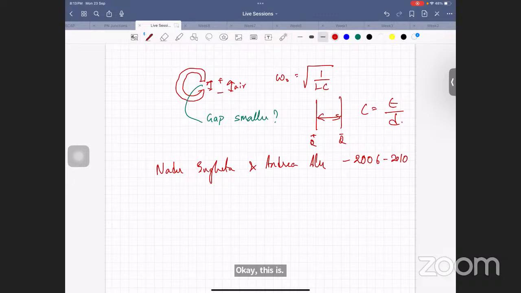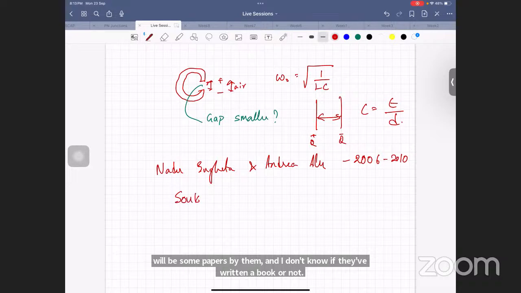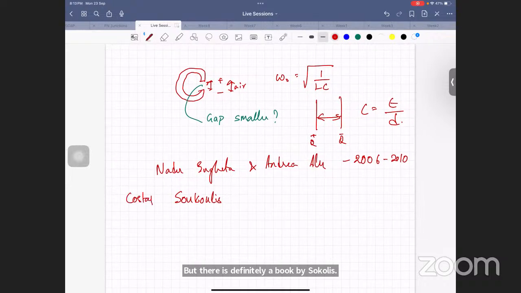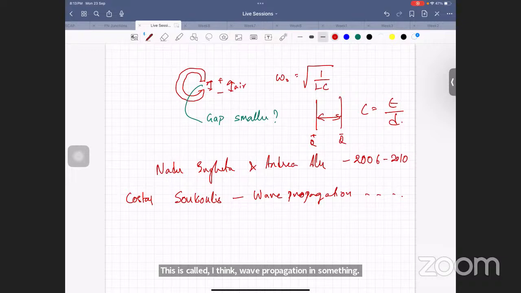There is also a group, and there will be some papers by them. I don't know if they have written a book or not, but there is definitely a book by Kostas Tsoukalas called, I think, wave propagation in some media. This could be one reference. I'm not sure if they have touched upon LC circuits and all this. There will be another book by this gentleman from Finland. I forgot his name. Jinal, do you remember?